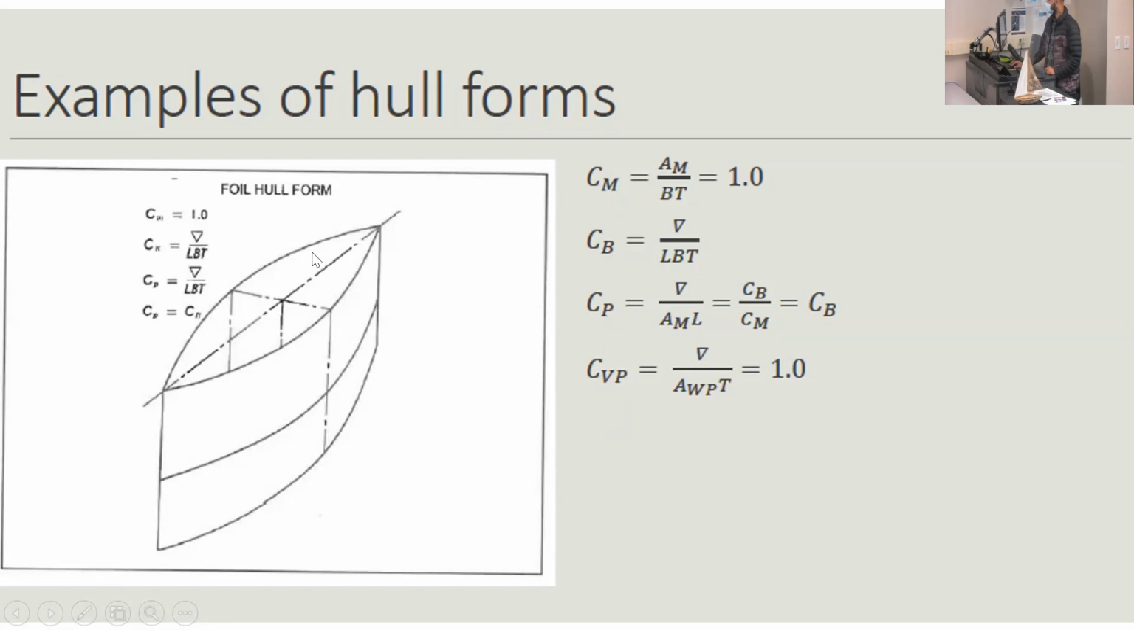So here, CM, area of mid-plane, divided by B and T at the mid-plane. It's 1. Does it make sense why? When you cut the area at mid-plane, it will be basically a rectangle. Can you imagine that? So in that case, the ratio is 1. That doesn't tell us much, but the other coefficients, CB mostly, will tell you how the hull changes.